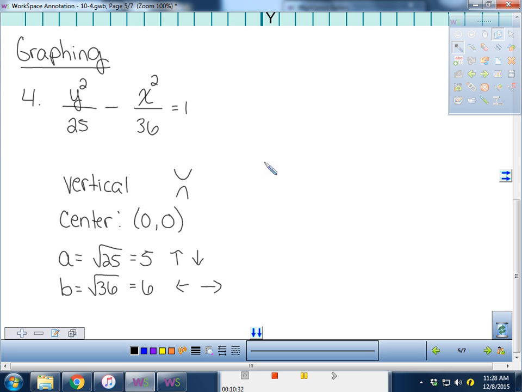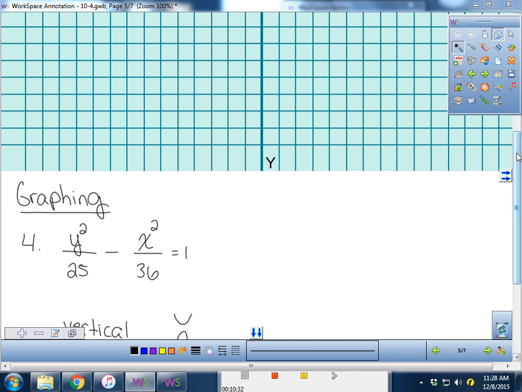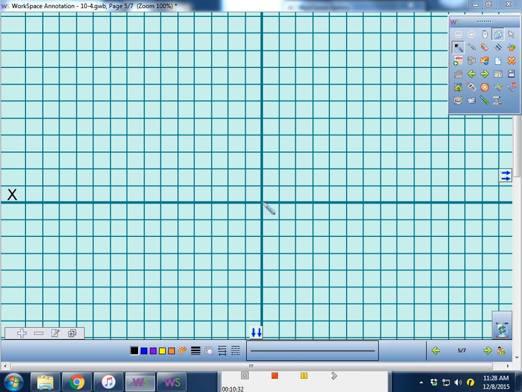All right, so we're going to start with our center, and these actually graph a little bit different. It starts out the same as an ellipse, but then we use things in a different way. So please pay close attention to the way I graph. So we're going to start at 0, 0. Put a dot there.